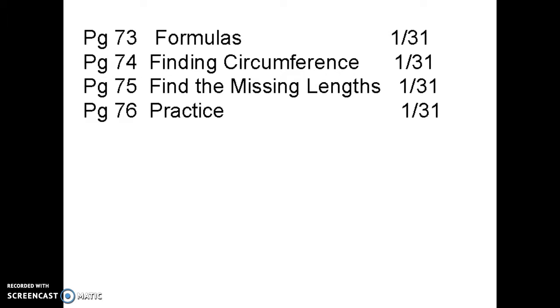On page 74, you have the full page that you folded in half, finding circumference. This is where we're going to take our vocabulary notes, and we're going to learn how to find circumference using the formula. On page 75, we're finding the missing lengths, and we're going to use our formula, and if we're given the circumference, we're going to have to find the missing side length, and we'll go over that. And then on page 76, we're going to practice what we've learned in these journal notes.